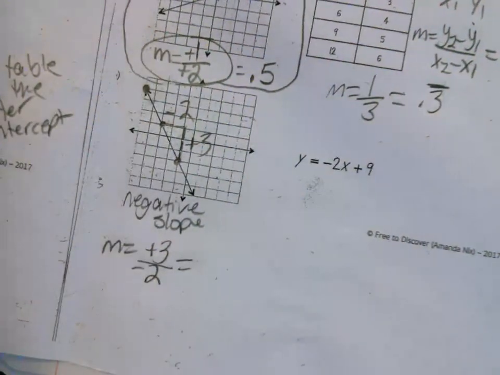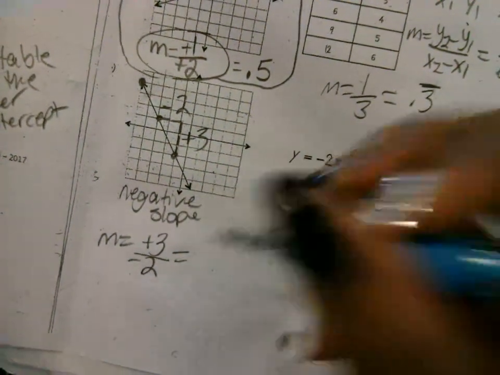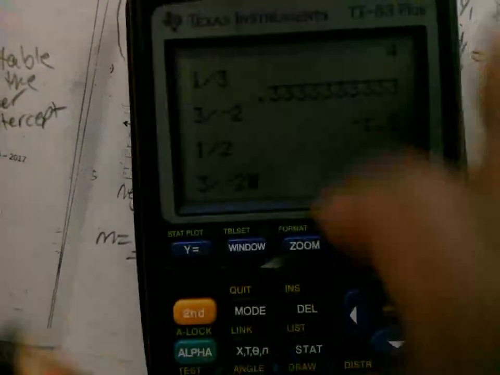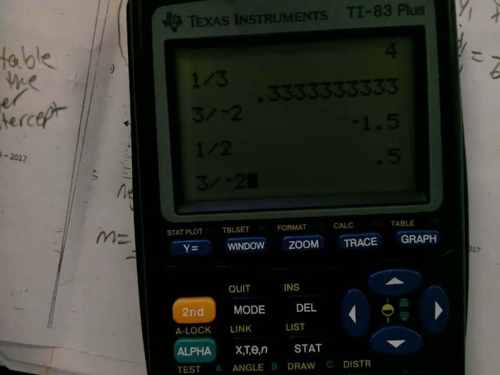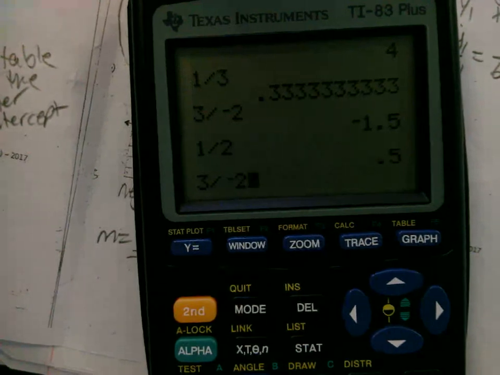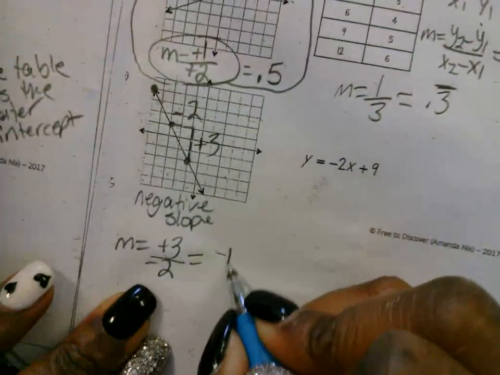Let's write the decimal for that so we can compare, right? So let's type in positive 3 divided by a negative 2. What's positive 3 divided by a negative 2 equal to? Type it in. What decimal is that? Paige, you writing this down? Okay, good. Very good. Negative 1.5.